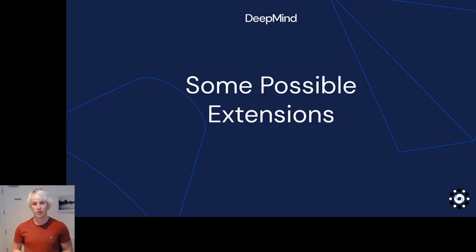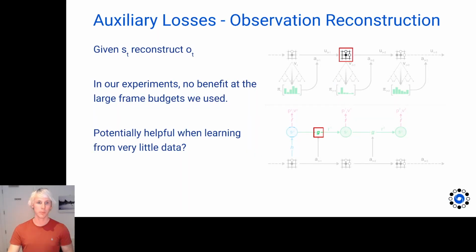Some possible extensions that you might want to investigate with the algorithm. Auxiliary losses, I think, are one approach that have been tried a lot in the literature. For example, reconstructing or predicting the observation. Given the transition function mapping to some state, we could try to reconstruct what is the observation that we would now be in. In our experiments, we could not get any benefit from this, but this may have been due to the large frame budgets we used at the time. I think it is possible that at smaller frame budgets, especially when going down to very small budgets like 2 million frames, these losses may be more helpful, because then the reward data, the value data becomes very sparse.